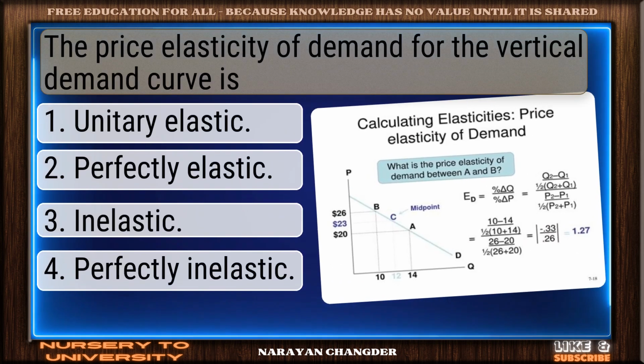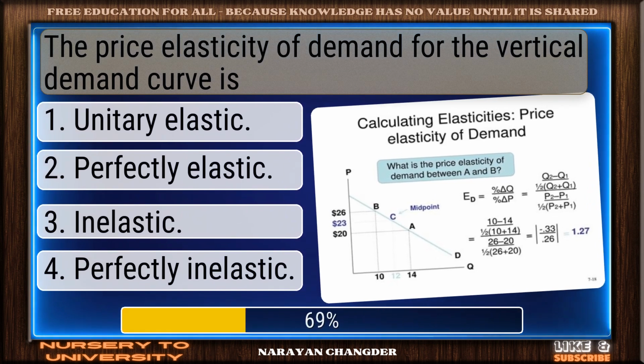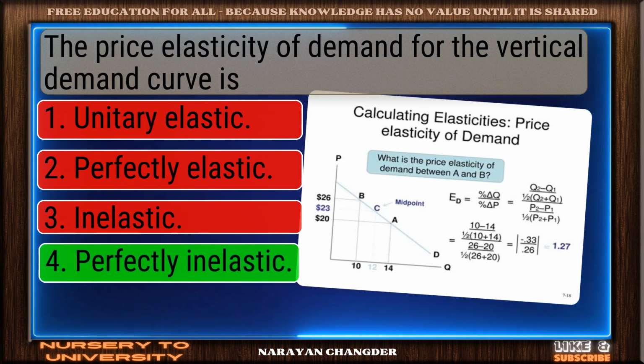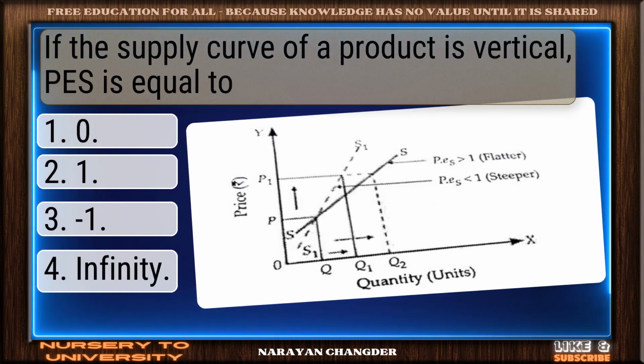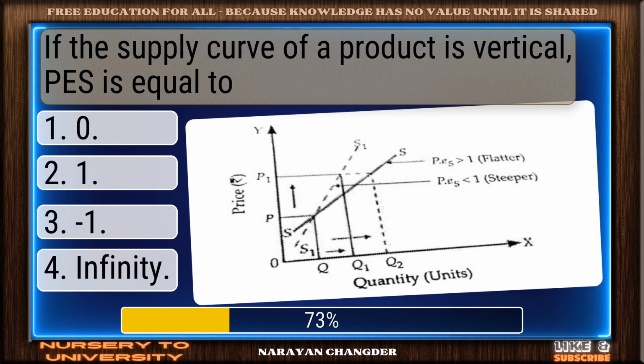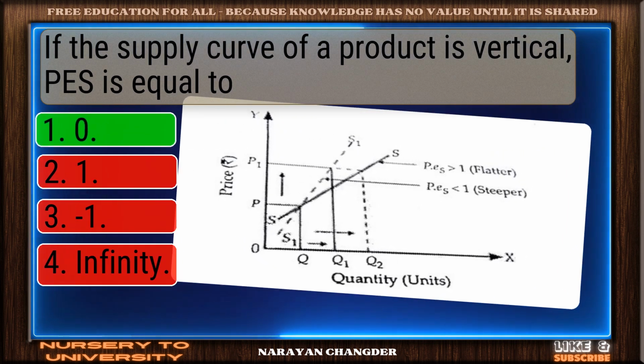The price elasticity of demand for the vertical demand curve is. Well picked. Perfectly inelastic is the correct answer. If the supply curve of a product is vertical, PES is equal to. Excellent choice. Zero is the right answer.